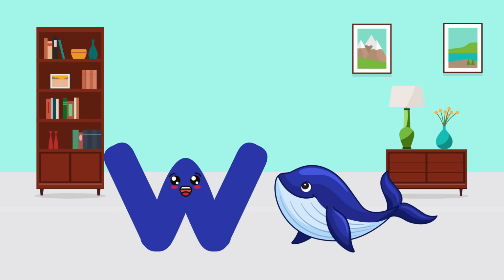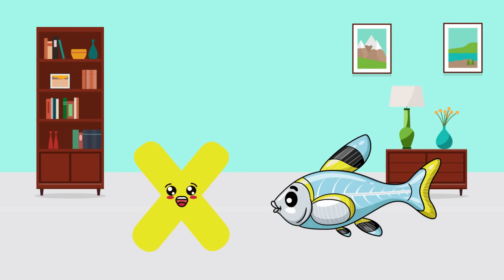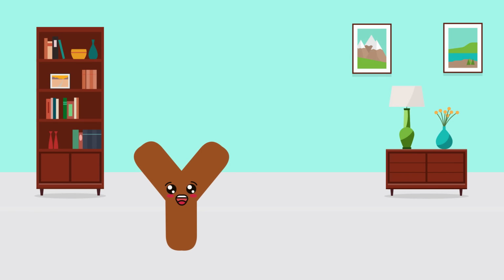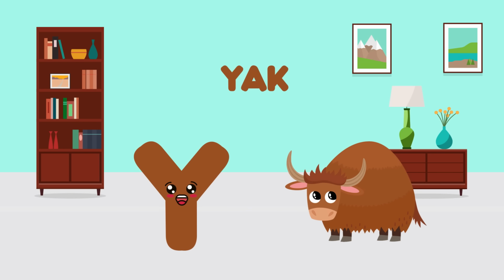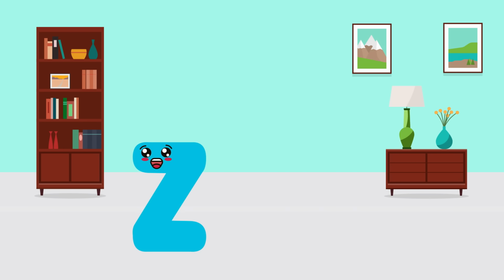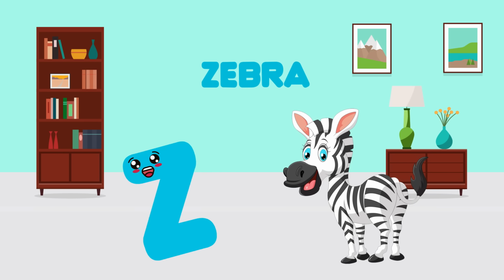W, w, whale. W, whale. X is for x-ray fish. X, x, x-ray fish. X, x-ray fish. Y is for yak. Y, y, yak. Y, yak. Z is for zebra. Z, z, zebra. Z, zebra.